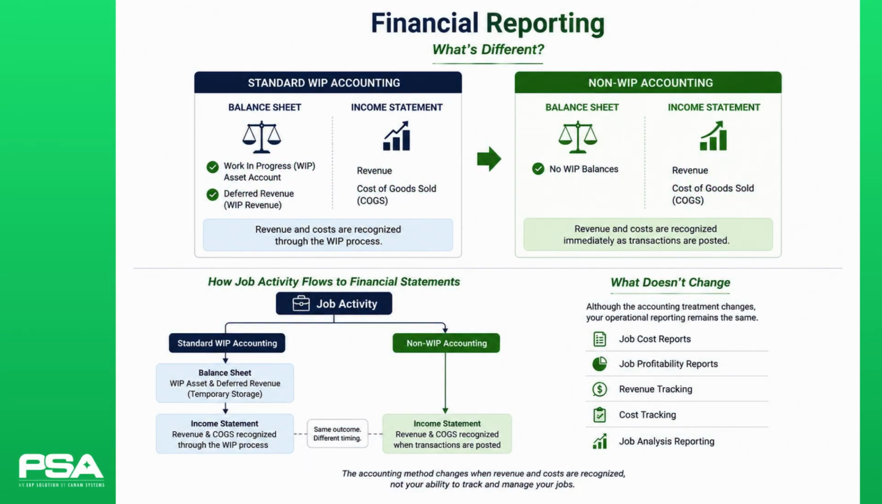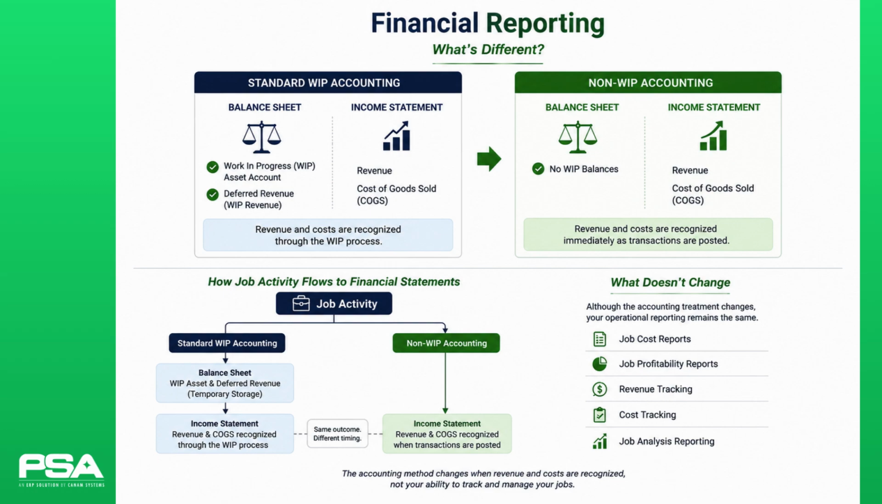So what does this mean for my financial statements? The biggest question we receive is usually about financial reporting. The answer is yes, the financial statements will look different. Under the non-WIP accounting method, revenue is recognized as revenue transactions are posted, and costs are recognized as cost transactions are posted. There's no accumulation of activity within the work in process accounts awaiting future recognition.